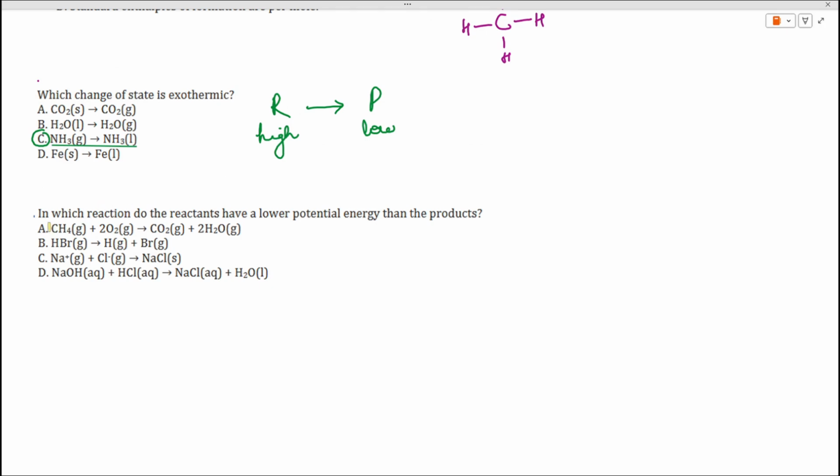In a similar question, this says, in which reaction do the reactants have a lower potential energy than the products? So for the reactants to have a lower potential energy than the products, the reactants need to be less energetic, and for that the right option is option B, because all of these are gases, but on the reactant side we have only 1 mole of the gas, and on the product side we have 2 moles of gases. So we are going from the lower energy state to the higher energy state. Hence, option B is the right answer for this one.